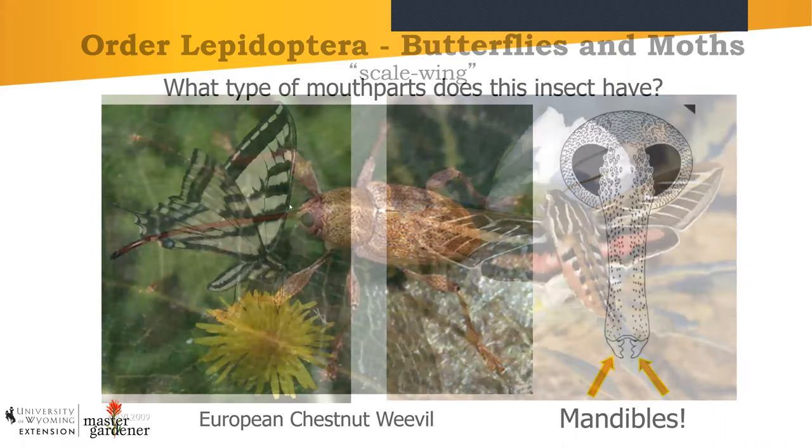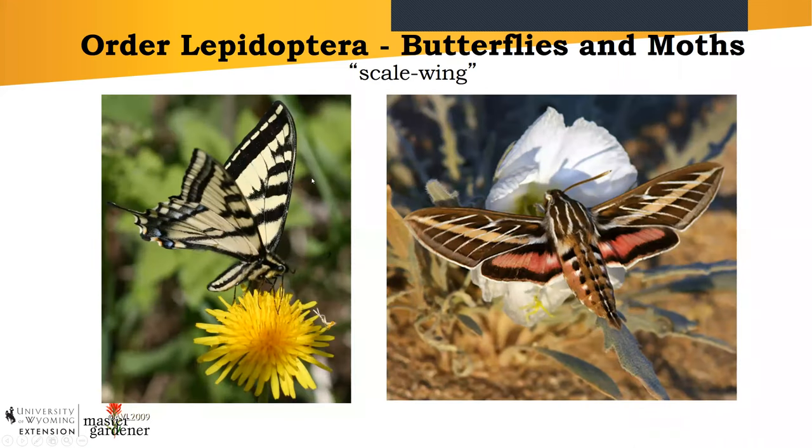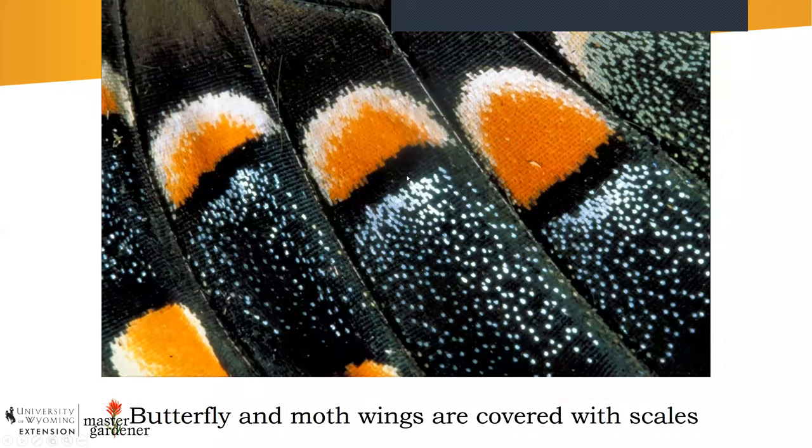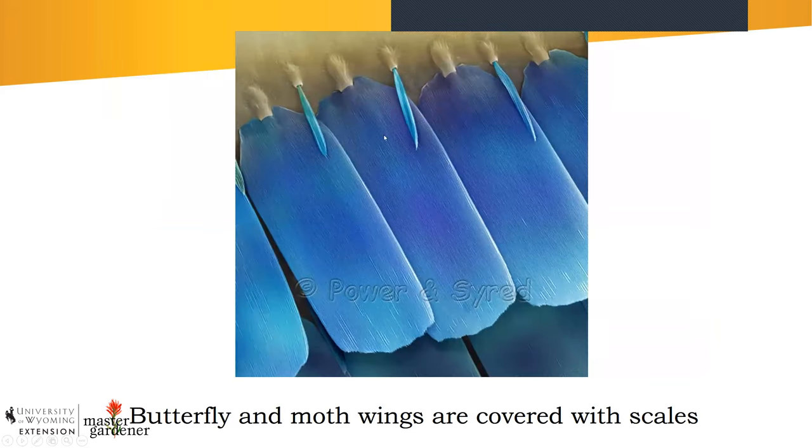European chestnut weevil. The order Lepidoptera, butterflies and moths, refers to scale wing. That's how they get the color and pattern on their wings. If you've ever held a butterfly or a miller moth and let it go, and there's dust on your hand, those are the scales that have come off. If you look at them under high magnification, you can start to see how they're like shingles or scales. And if you zoom in with an electron micrograph, this is what they look like close up. So there's the membrane of the wing, and then here are the flattened scales.